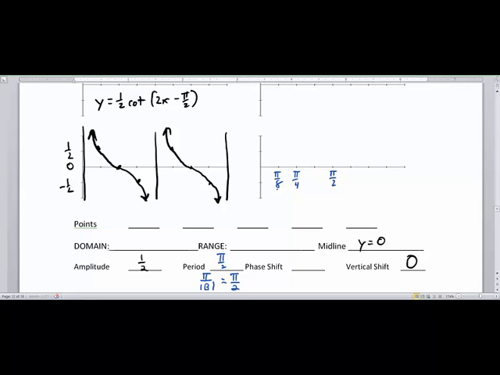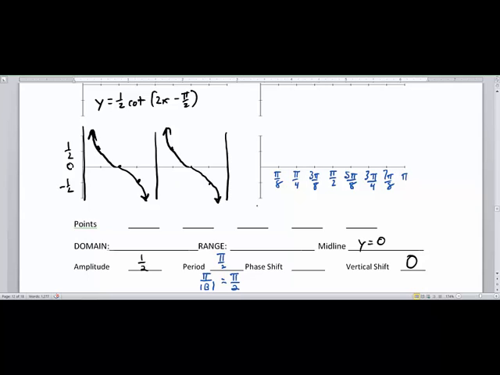So if this is 1 pi over 8, then this is 2 pi over 8, 3 pi over 8, 4 pi over 8, which is pi over 2, 5 pi over 8, 6 pi over 8, which is 6 reduced by 8, that would be 3 pi over 4. And then we got 7 pi over 8. And then we have 8 pi over 8, which is just pi. Okay, so that right there is my period and my new x-axis.